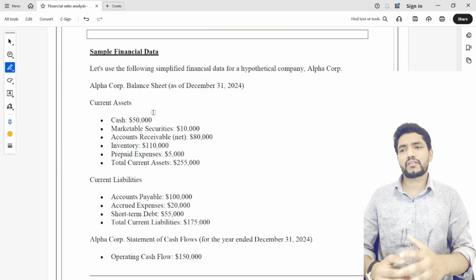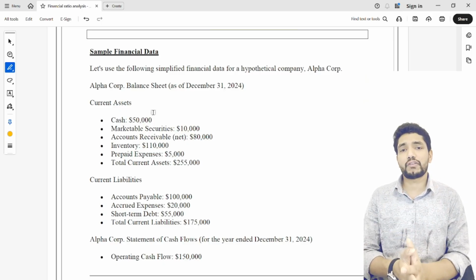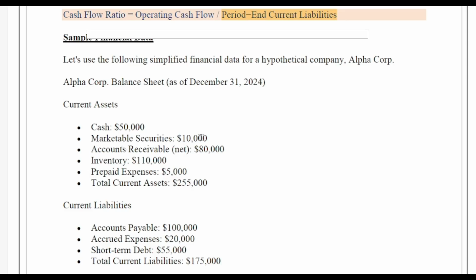Next, we move into a simple example to see how to calculate all these ratios. Here is an example showing the current assets of a company. There is cash of 50,000, marketable securities 10,000, accounts receivable 80,000, inventory 110,000, and prepaid expenses 5,000. That means total current assets in this case are 255,000.